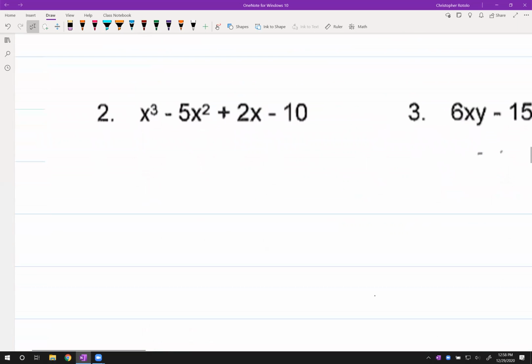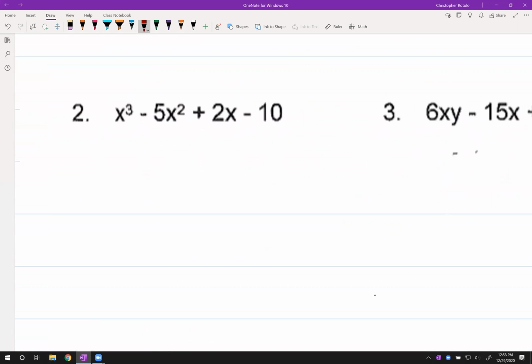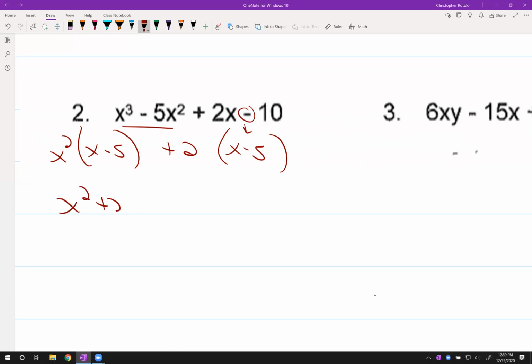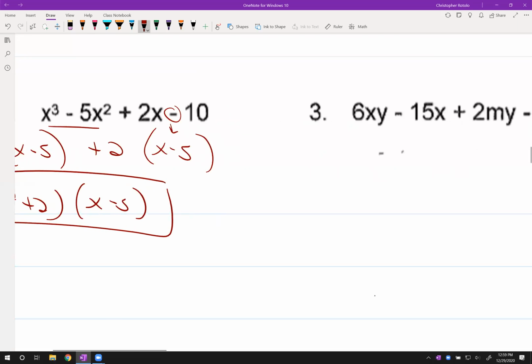All right, so we got some weird sign things going on here, right? I got minus, I got plus, I got minus. So let's see what happens. First two looks like x squared. So I get x minus 5. What do I need to get? X minus 5. Okay, so this sign matches. So I'm going to start pointing that out now. That's a good thing because 2 and 10 are both divisible by 2. So 2x divided by x is 2. 10 divided by 5 is 2. So that works. So x squared plus 2 and an x minus 5. So that works out very, very nicely.